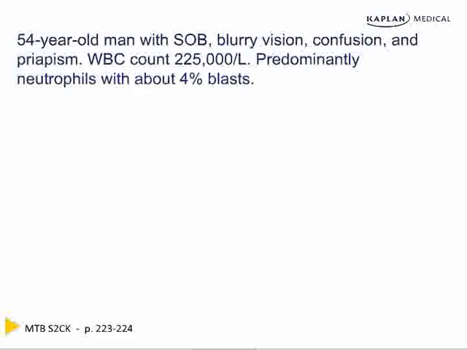A 54-year-old man with shortness of breath, blurry vision, confusion, priapism. His white cell count is extremely high, 224,000.